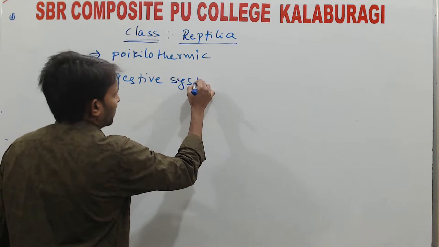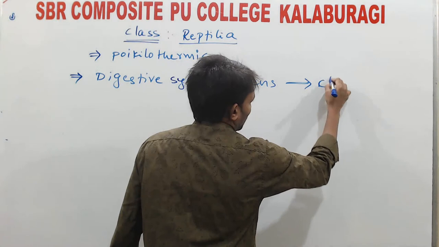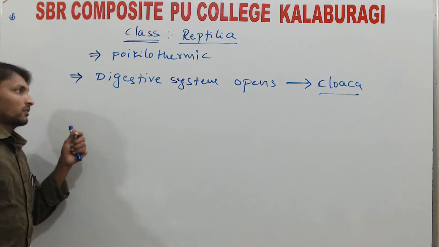Digestive system opens into the cloaca, the common opening for the digestive tract, reproductive organs and urinary tract.